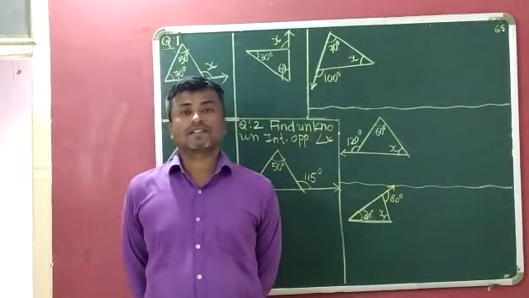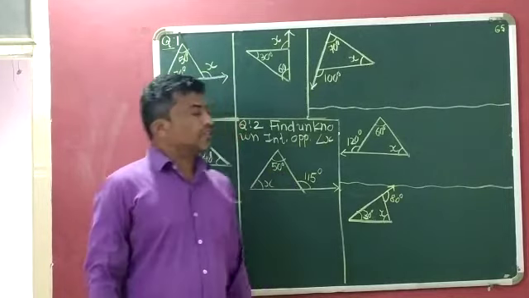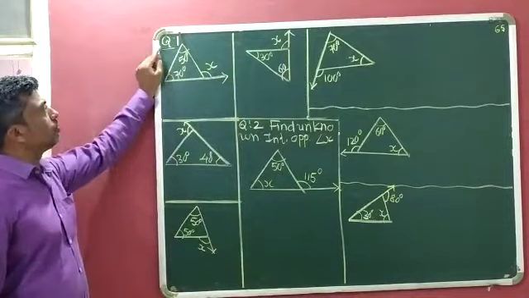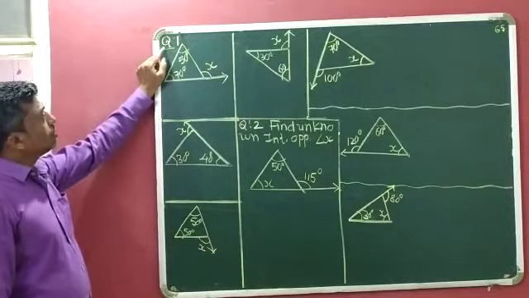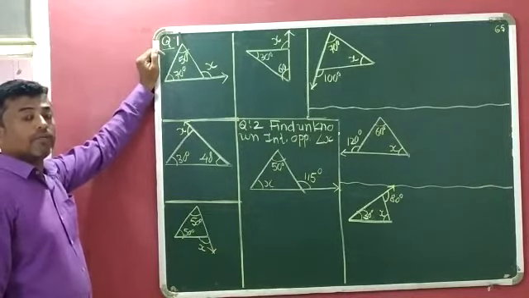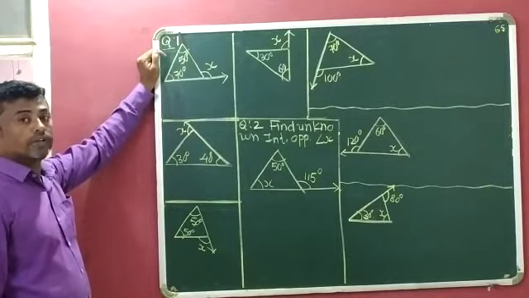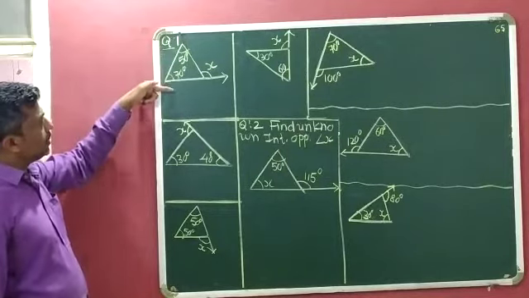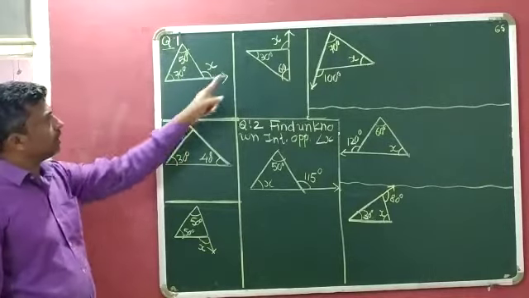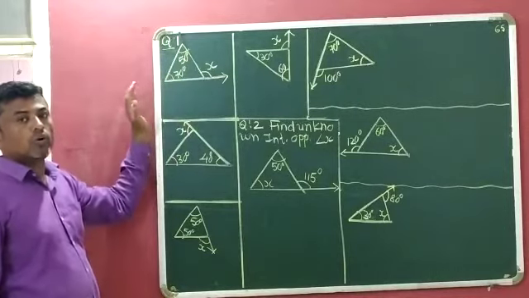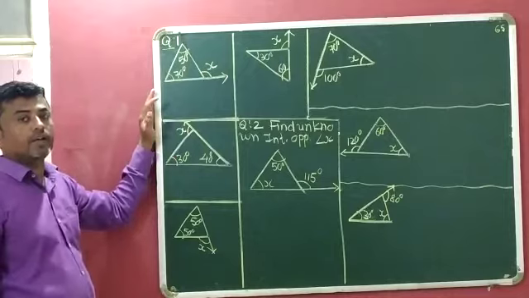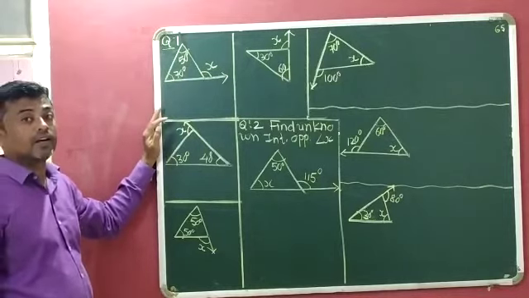Now we will discuss exercise 6.2. See here, in exercise 6.2, question number 1. Question number 1 heading is: find the unknown exterior angle x from the following figures. So this is figure 1, figure 2, figure 3 and figure 4. From all these figures we have to identify the unknown exterior angle x.